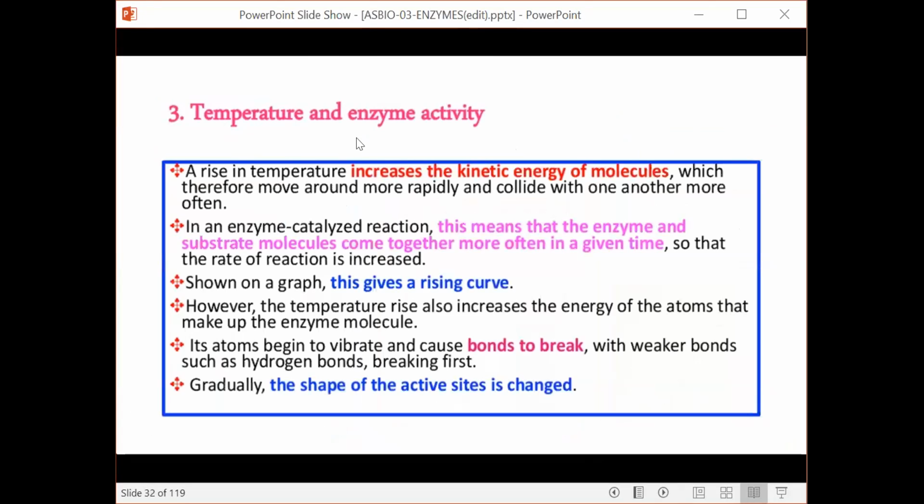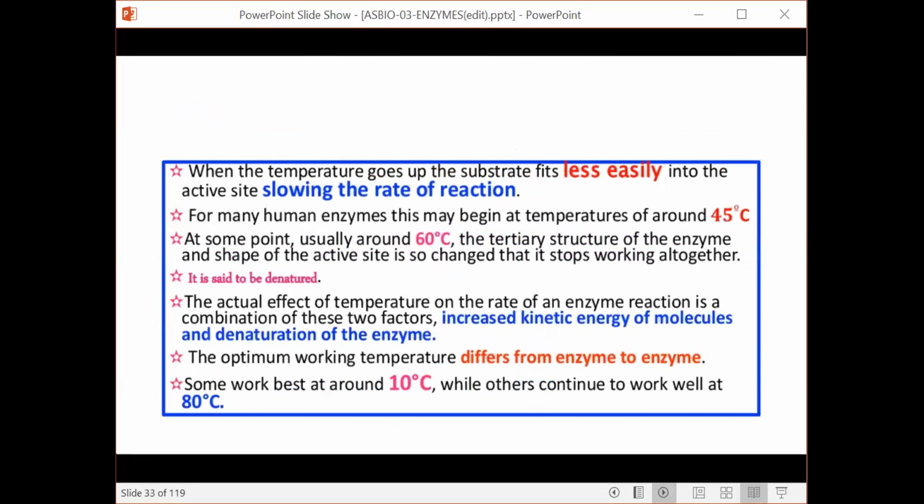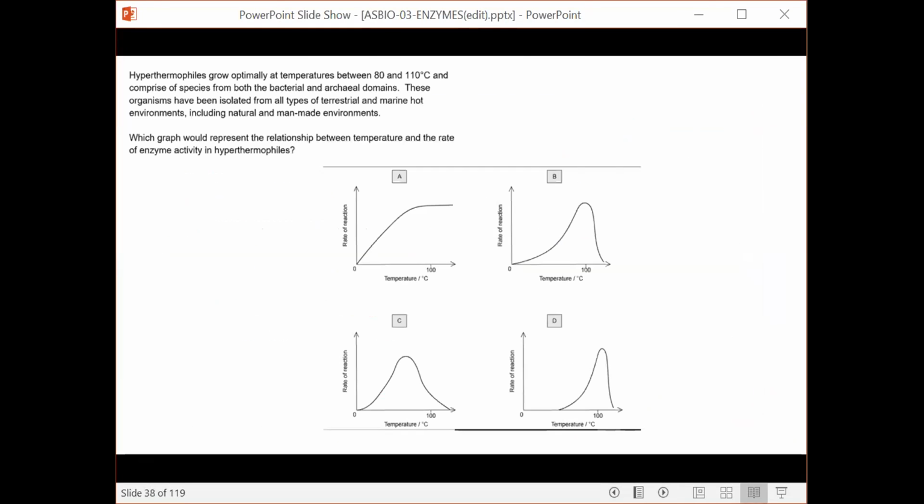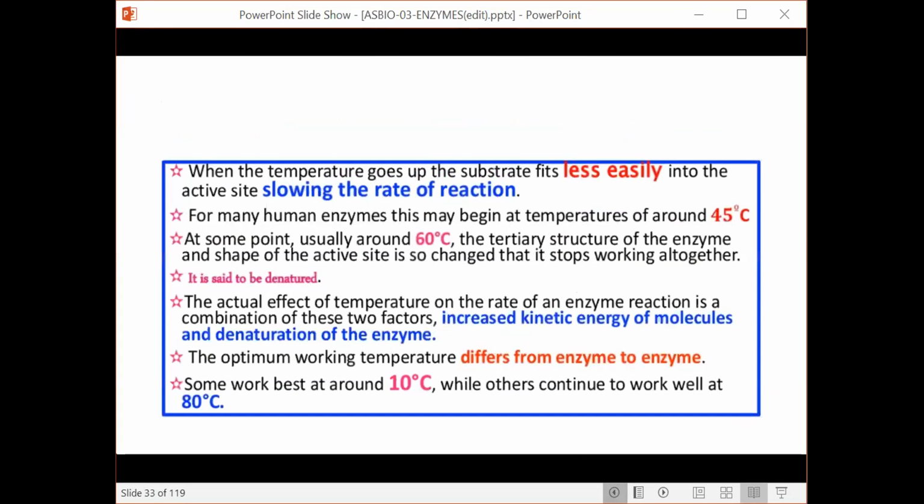Temperature and enzyme activity. Now, how is temperature affecting the enzyme activity? In this, we'll straight away go for the graph. So, how is temperature affecting?